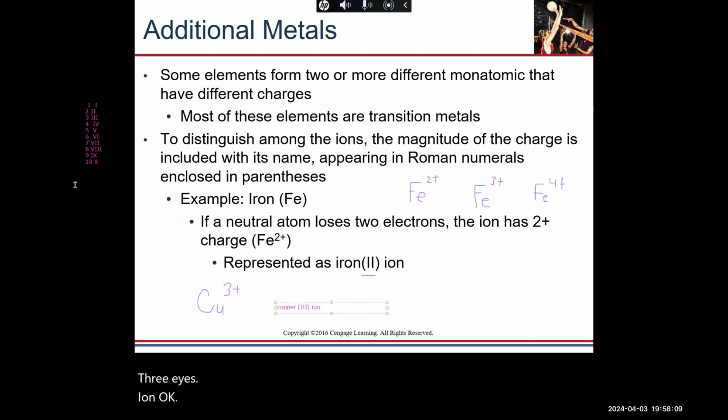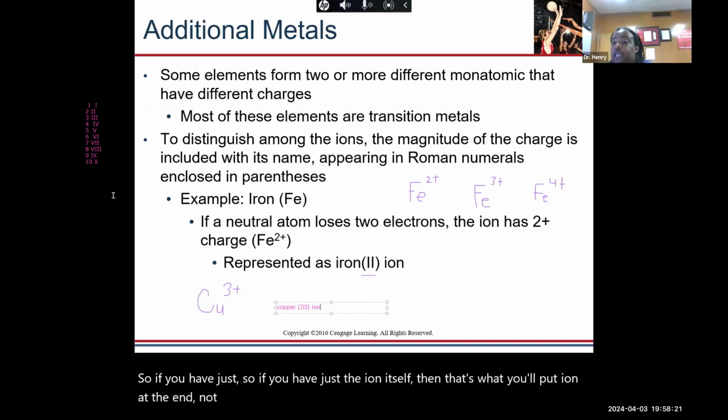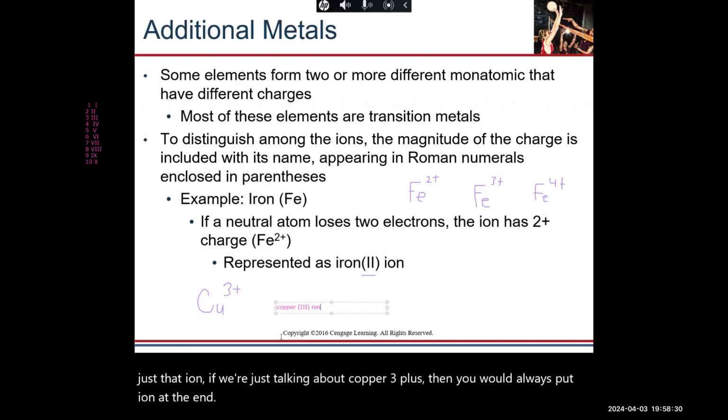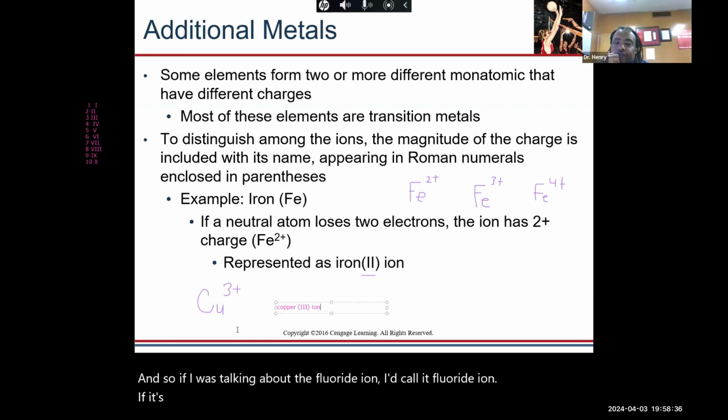So with ionic compounds, you always put ion at the end. Or could you just use iron 2? Yeah, if you have just the ion itself, then you put ion at the end. Not the compound; you never put ion at the end of the compound. But if we're just talking about the ion, like copper 3 plus, then you would always put ion at the end. And if I was talking about the fluoride ion, I'd call it fluoride ion, if it's just the F by itself, F minus.